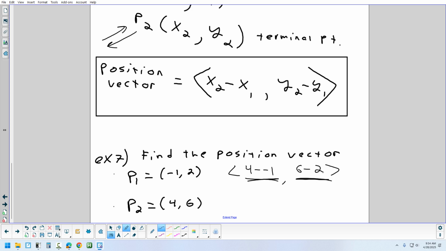And when we simplify it, 4 minus -1 is going to give me 5. Yep. And 6 minus 2? 4. So if you wanted to draw this vector, but start at the origin, you would go 5 units right, 4 units up. And that's how you draw it. Okay. Any question on that one? That's finding a position vector.